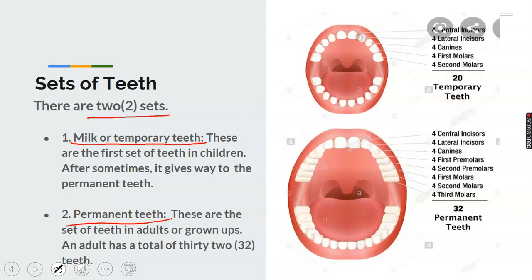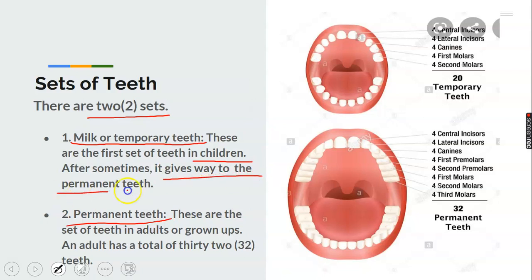Milk is also referred to as temporary because they don't stay for a long time. What do we mean by this? These are the first set of teeth in children. You can only see milk teeth in children's mouth. You cannot find milk teeth in adults' mouth. They are only found in children's mouth. After some time, what happens? They give way to the permanent teeth.